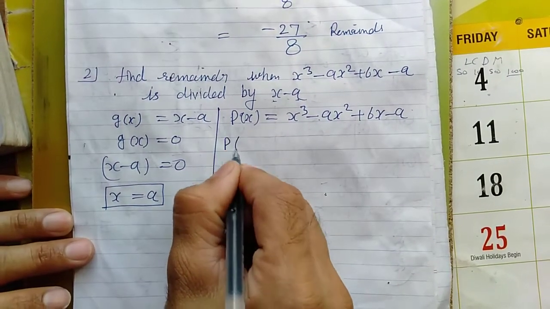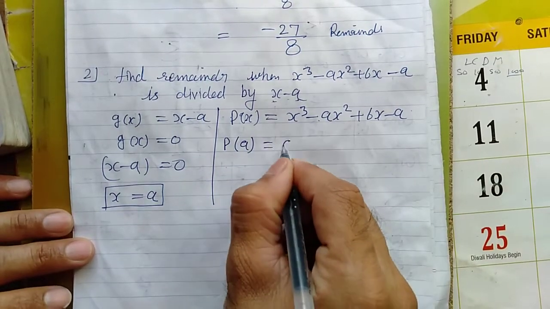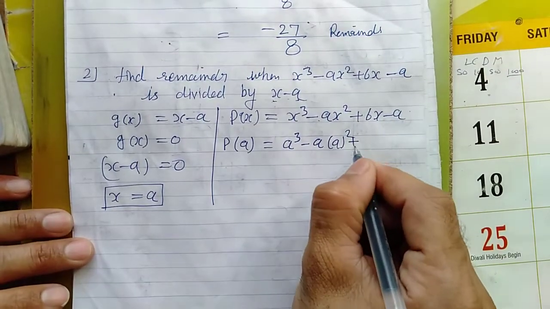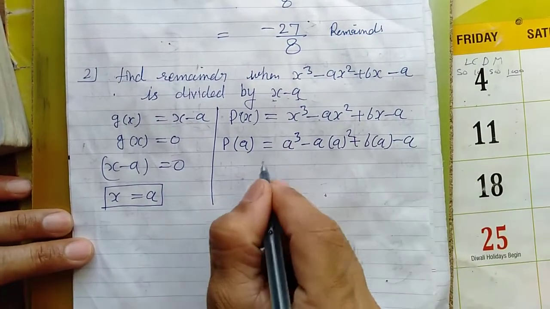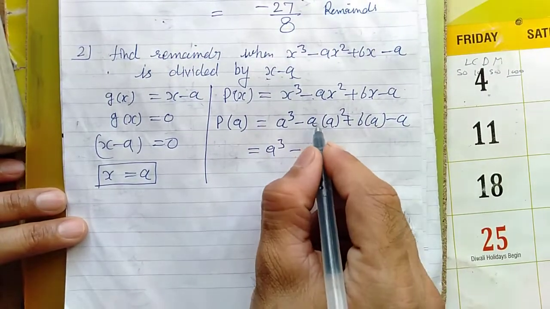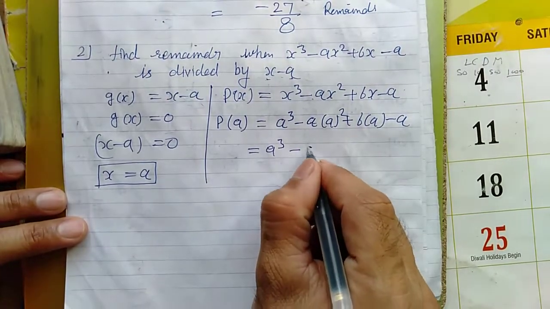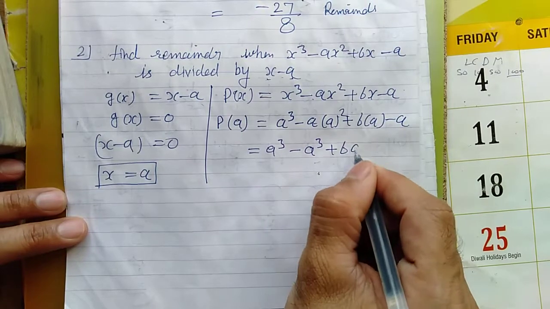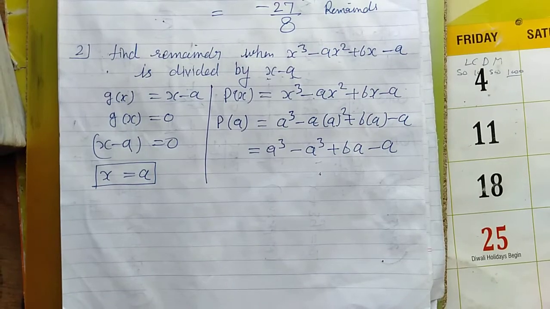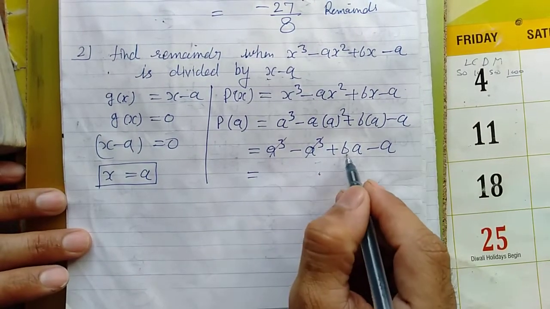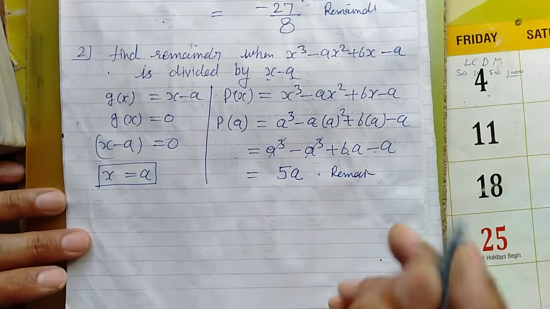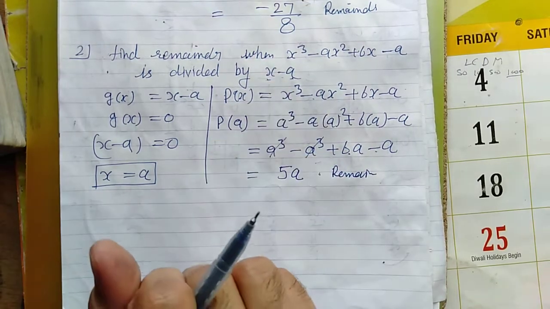Replace x by a. So pa is equal to a cube minus a square multiplied by a, plus 6 multiplied by a, minus a. This will be equal to a cube minus a cube, plus 6a minus a. Now here a cube minus a cube will cancel each other, and 6a minus a is equal to 5a. So 5a is the remainder when we divide by x minus a.